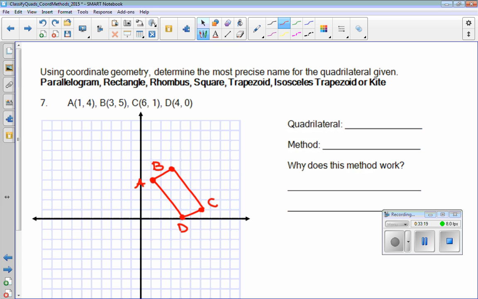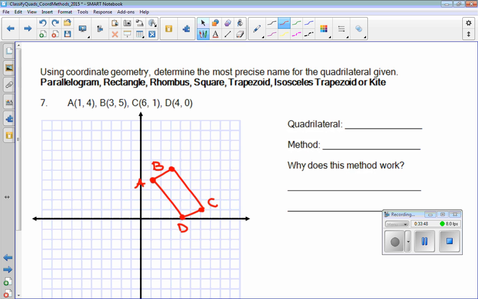Anyone think it could be a rectangle? Maybe. If I can prove it's a rectangle, isn't it automatically a parallelogram too? Okay, so maybe we should start with trying to show it's a rectangle first. There's two ways I can show rectangle. Give me one of the ways. Give me one characteristic that's true about rectangles only. 90-degree angles. How would I prove that using the coordinate methods?